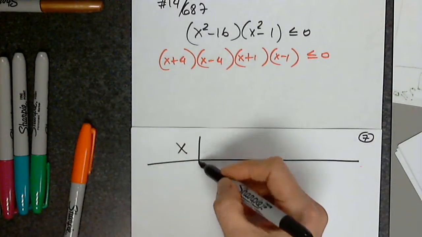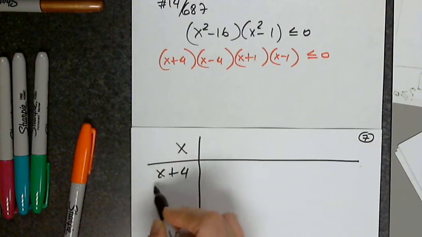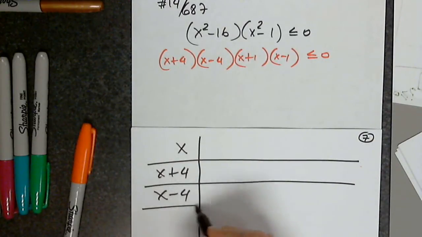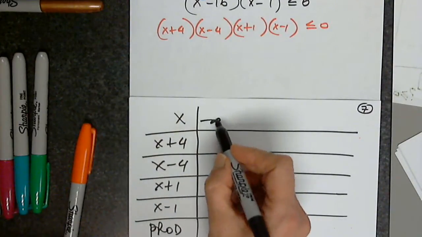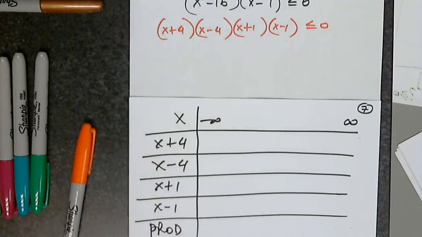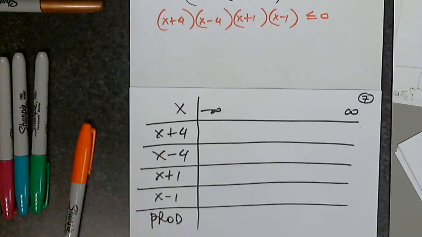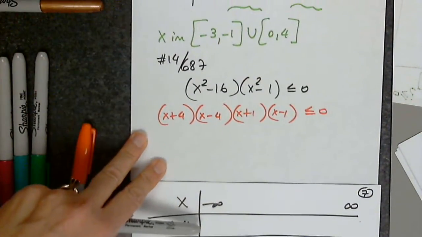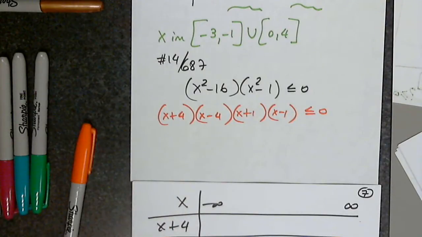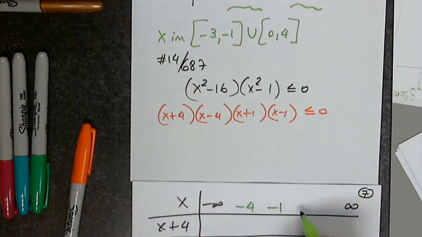X is the variable in the problem. X plus 4 is the first factor. X minus 4 is the next. X plus 1. X minus 1. And the product. Which numbers go at the top? Which values of x? In ascending order. Yes, Becky? Yes, it's the first one, -4. -1, I agree. Yes, that's it.